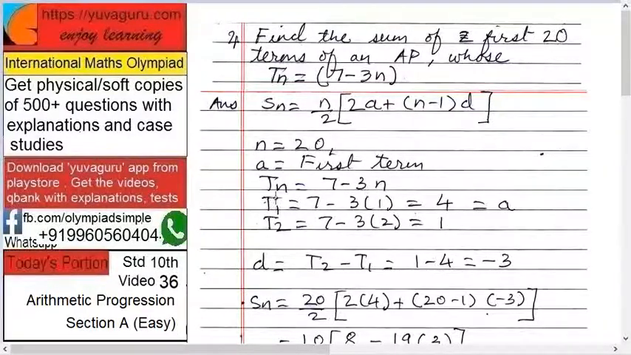Now we got the first term and the second term. See here, why are we doing all this? Because we want this Sn. What do we require for Sn? n, a and d. We have got n. Now we have got a. Now we are trying to find out d. Okay, d is what? The common difference, means the difference between term 2 and term 1. So d equals T2 minus T1, that is 1 minus 4 equals minus 3.